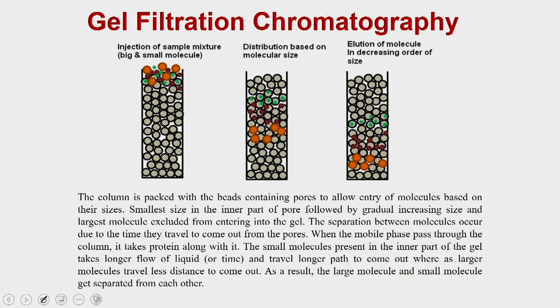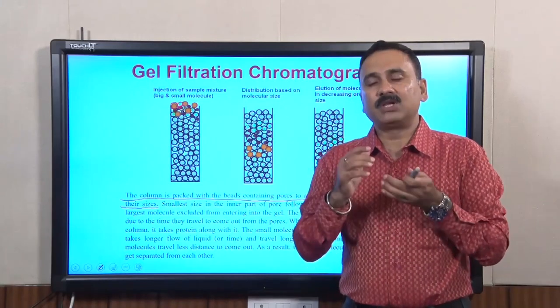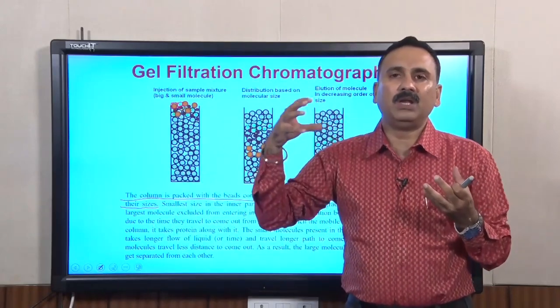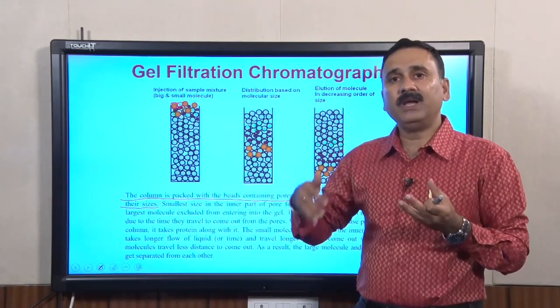Now, let us understand how gel filtration chromatography works. In this chromatography, the column is packed with beads containing pores of different sizes, which allows the entry of molecules based on their sizes. Imagine you have injected a complex mixture of protein molecules of different diameters, like orange, green, red and so on. All these molecules distribute within these beads, and because these are not normal beads but have pores, they distribute between the space inside the pore and the space outside the pore. If the molecule is of a smaller diameter, it will get into those pores, whereas the molecule of larger size is going to be excluded from these pores.